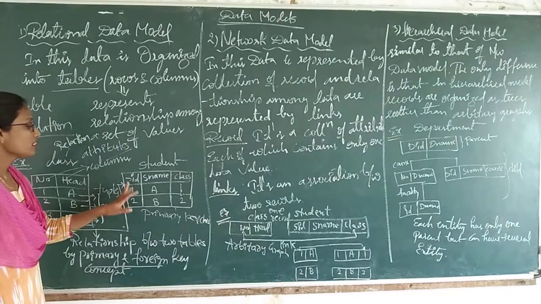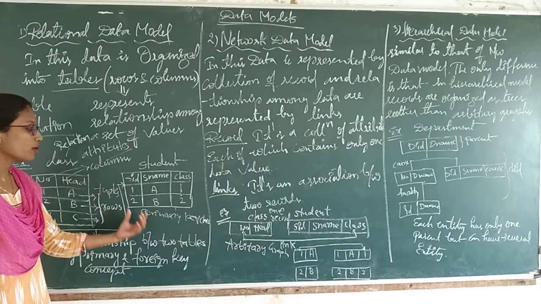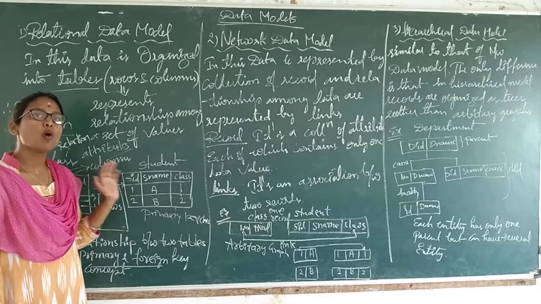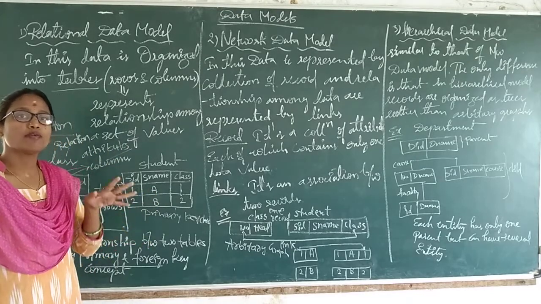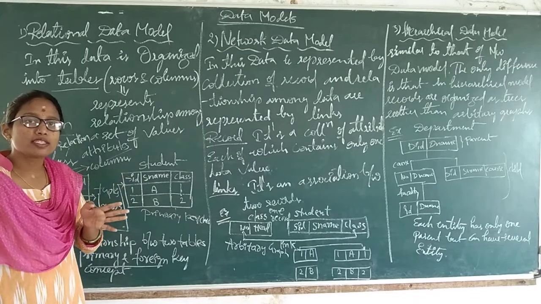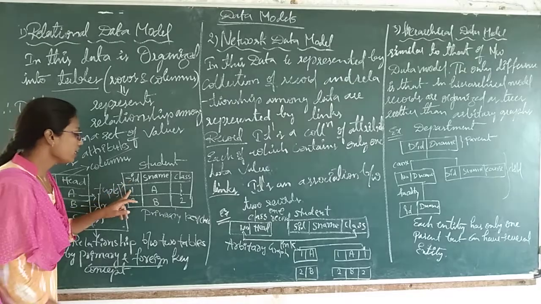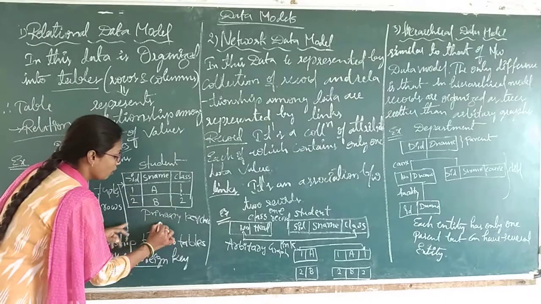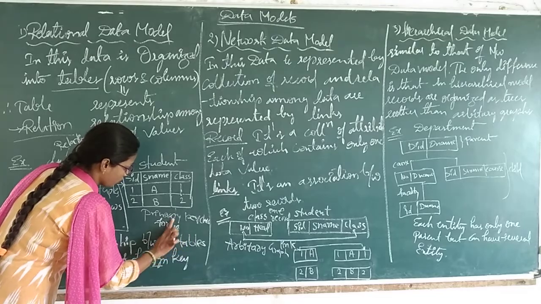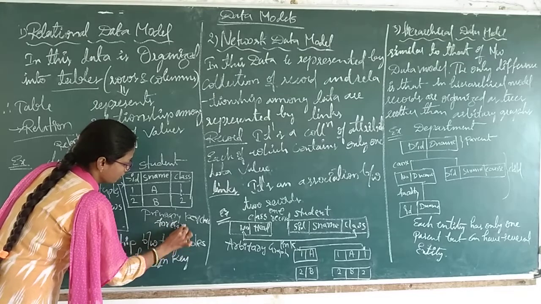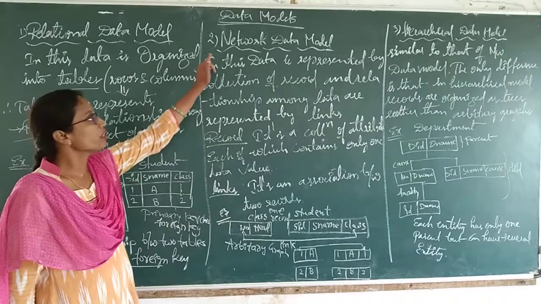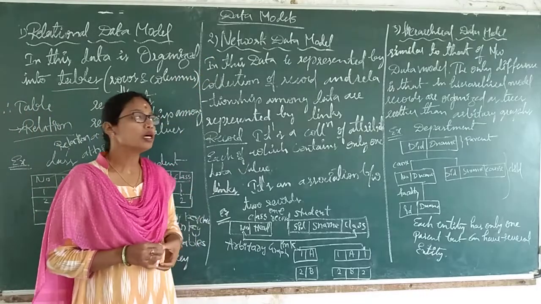Next, what is a primary key? In a relational table we have one or more keys. First we select one as the primary key, and another one is the foreign key. And next, coming to the network data model.